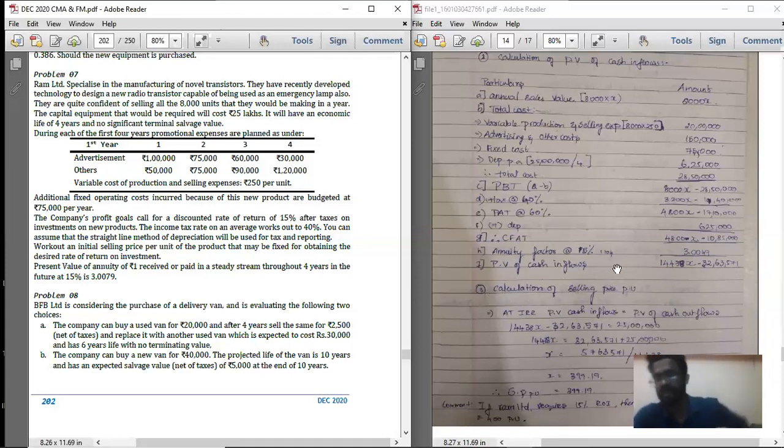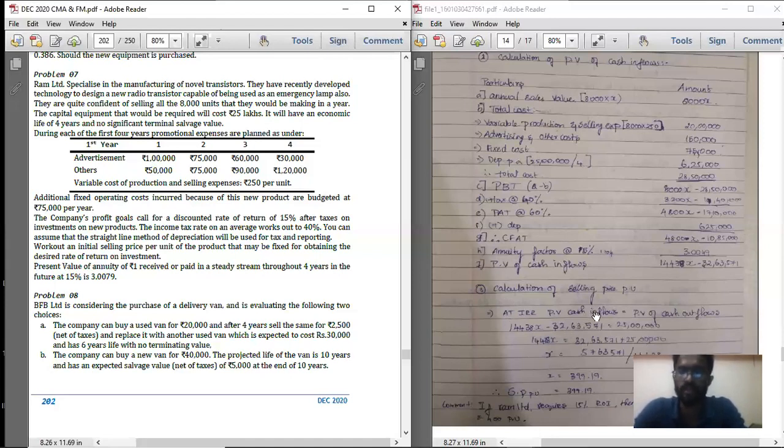Now this present value of cash inflows at IRR is equal to the present value of cash outflow, that is 25 lakhs. We know that at IRR, the present value of cash inflow and the present value of cash outflow will be equal. Using that, we can easily find the selling price per unit. So below that, point number 3, calculation of selling price per unit. Put an arrow mark: at IRR, present value of cash inflows is equal to present value of cash outflows.